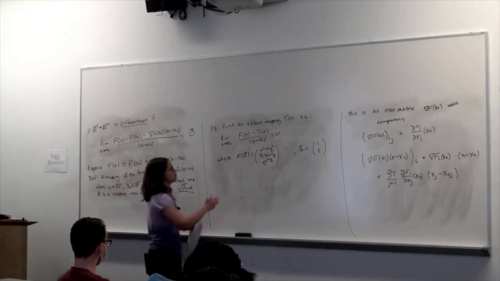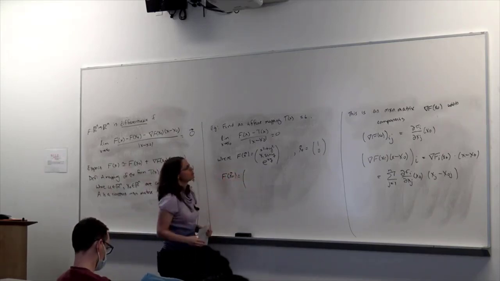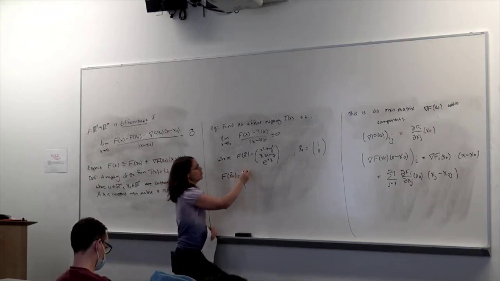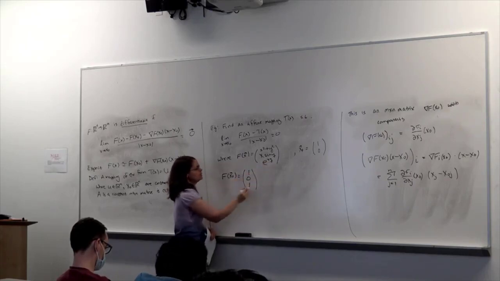Okay, so here what would I do? I'd say, well, f of x naught I need. So I plug in 1 and 0, so I get 1. 1 times 0 is 0. All right, e to the 0 is 1.